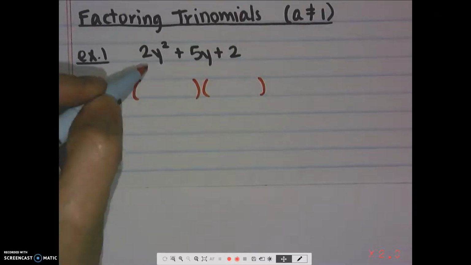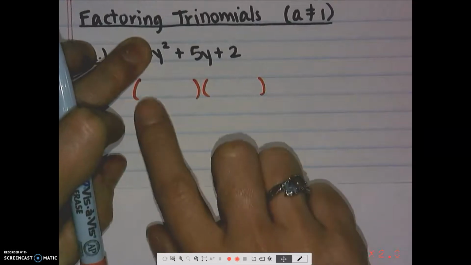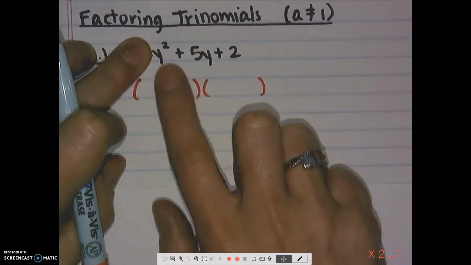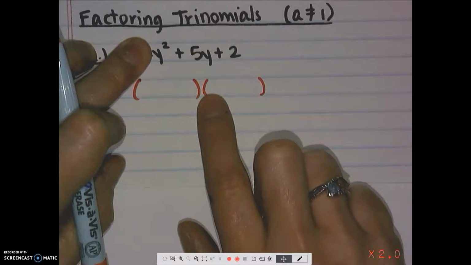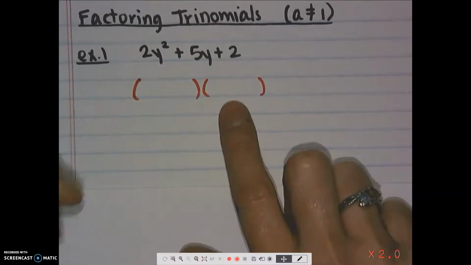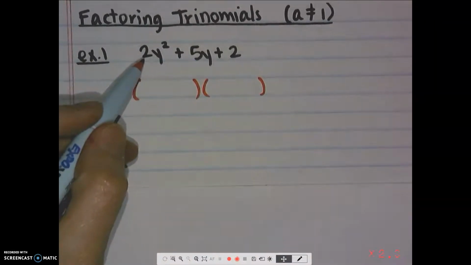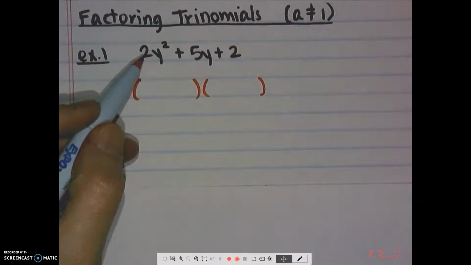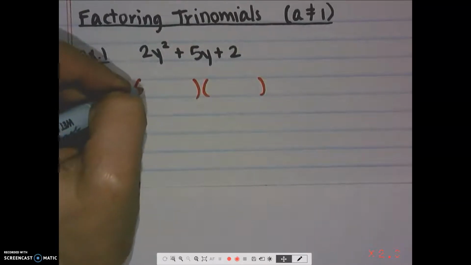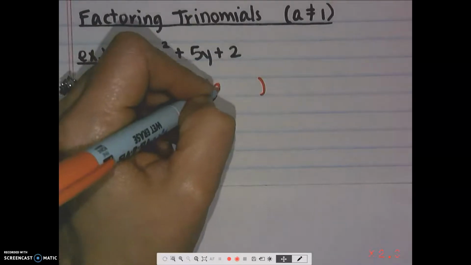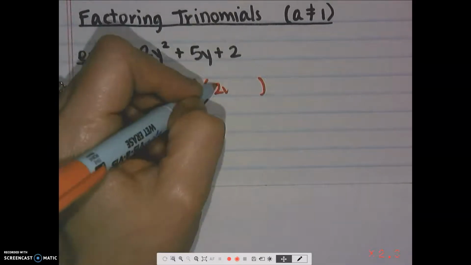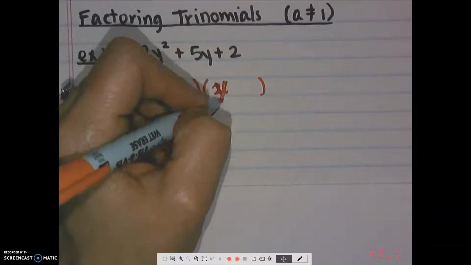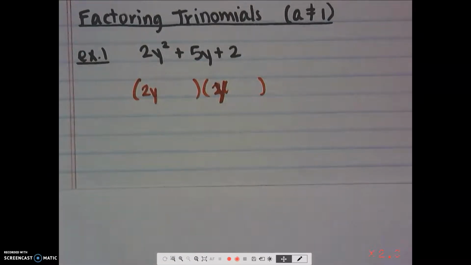if they work. So before, when it was just a y squared there, we knew that the first two terms needed to multiply to give us that y squared. So we would use y and y. Well, now that the first two terms need to multiply to give us 2y squared, what numbers can we use to multiply to give us 2y squared? So that means that we're going to have to use 2y and y, all right?